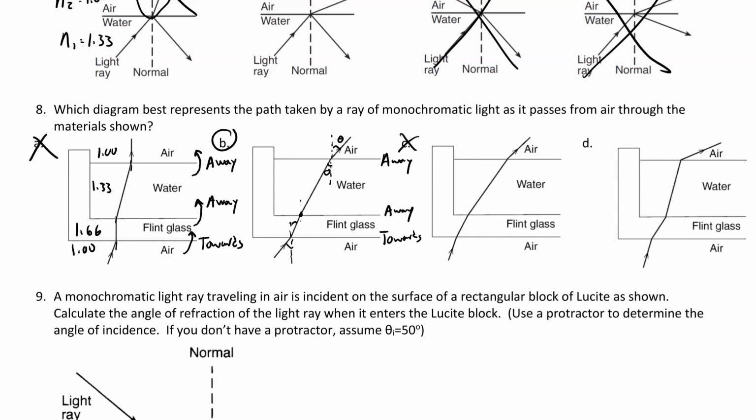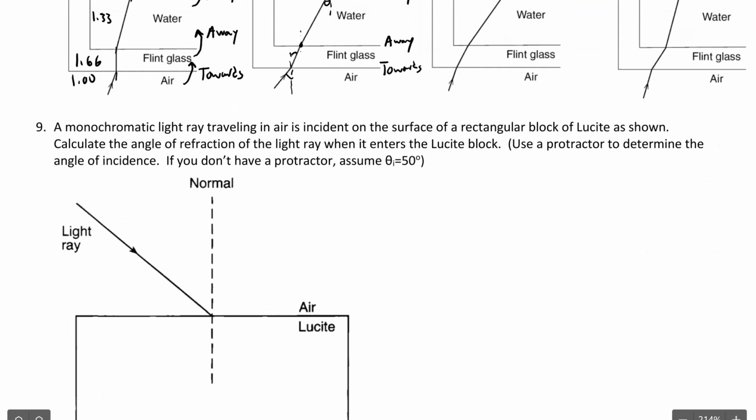So it bends away. Now, first off, it bends away. We want it to bend towards the normal. We want this angle to be smaller than that angle. So that's no good. That was a tricky one. That was a very tricky one. You have to really look at it. So, yep. That's cool. Number 9.